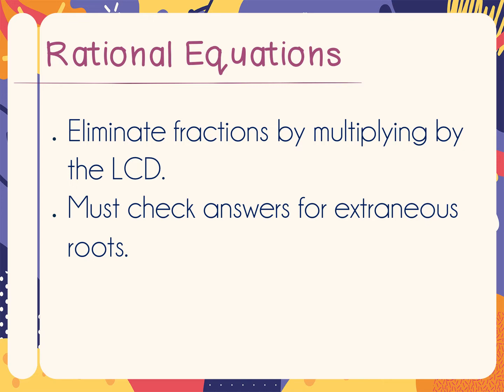Now, what's different with this is we must check our answers for extraneous roots. What I mean by that is if there is a variable in the denominator, we need to make sure that the answer we get doesn't make that denominator equal 0. Because if you have a 0 in the bottom of your fraction, or in the denominator, it's undefined. You can't divide by 0. So we're only going to check when there's a variable in the denominator. Let's go ahead and do a bunch of examples.